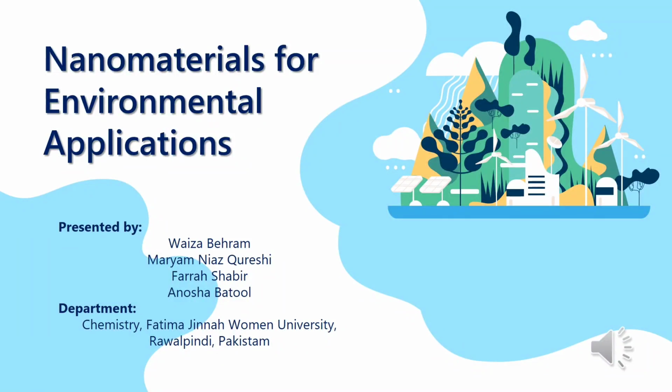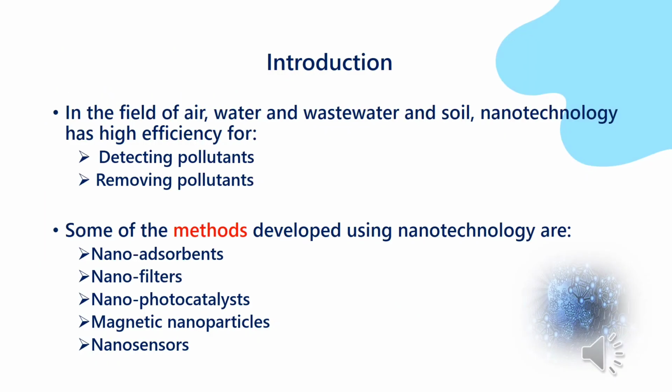Hello, Assalamu alaikum. In this video, we will discuss nanomaterials for different environmental applications. Nanomaterials can be used in the field of air, water, wastewater, and soil because they can be used for two purposes: detecting pollutants and removing pollutants.